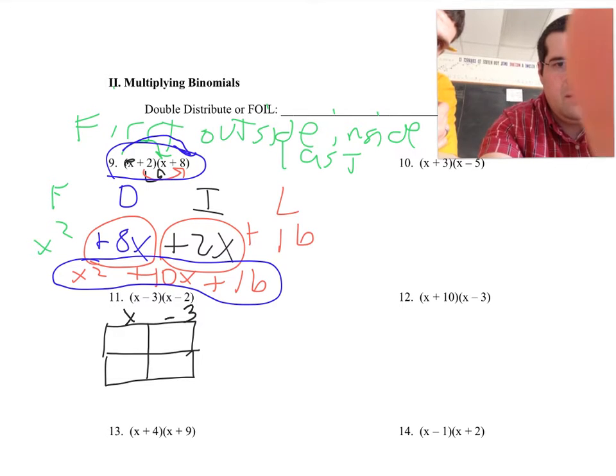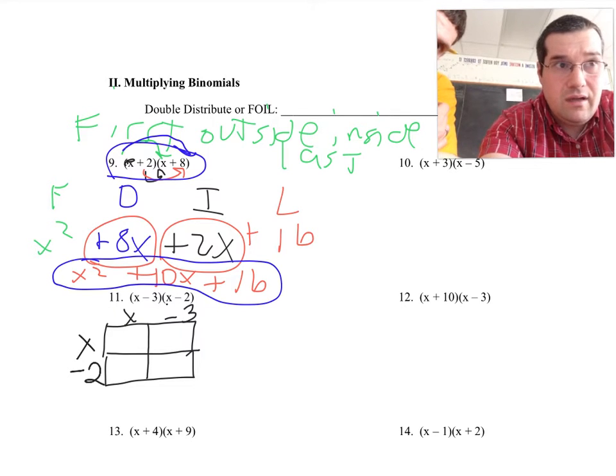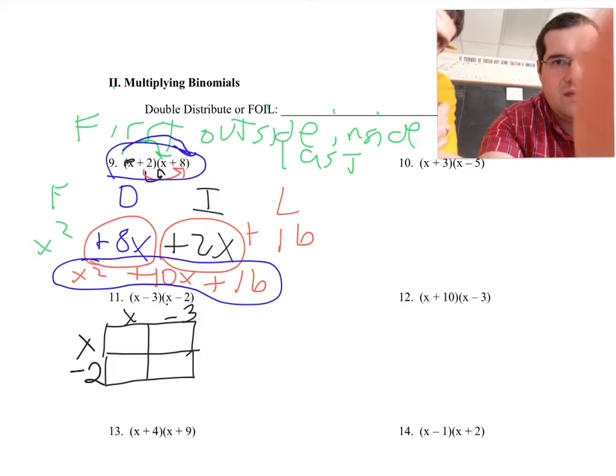On my vertical side, I'm going to put my other binomial. I'm going to put my x that I got from here, and I'm going to put my negative 2 underneath it. And now I'm just going to fill out my box. So what is an x times x? That's going to give me my x squared.